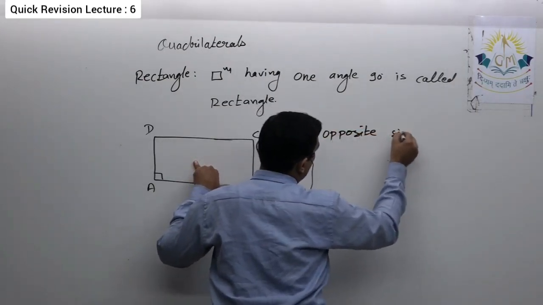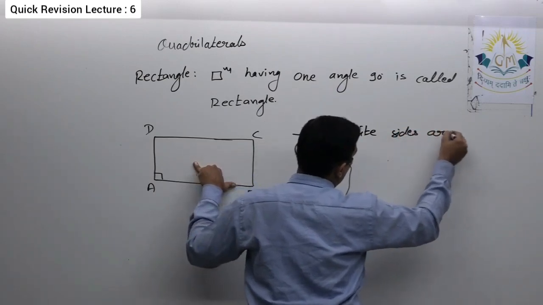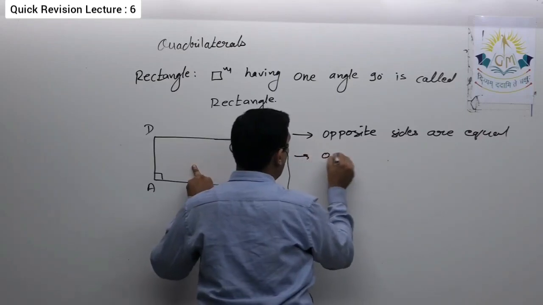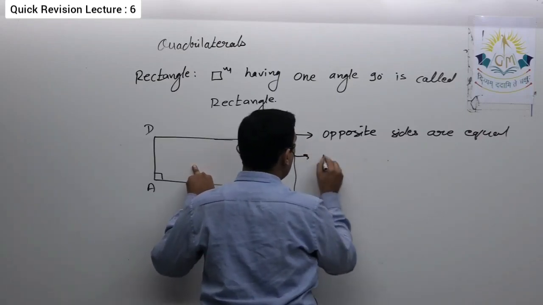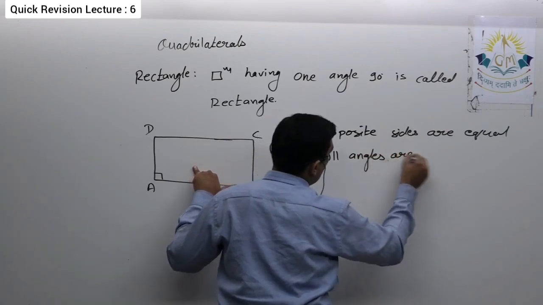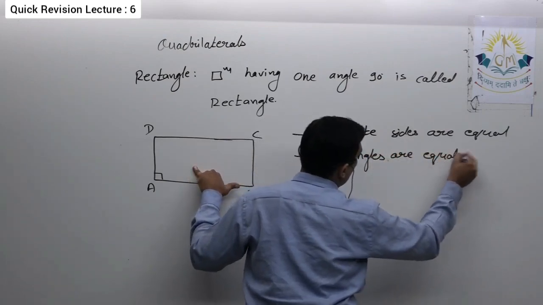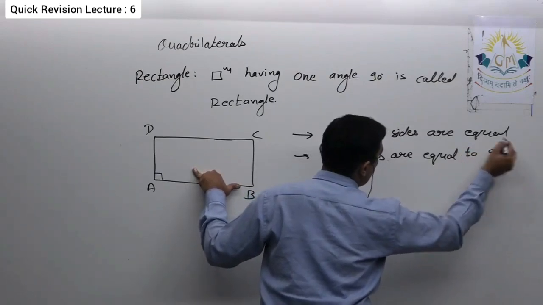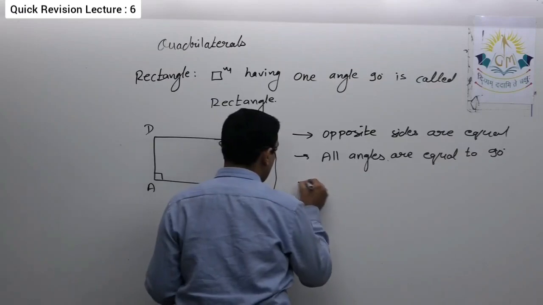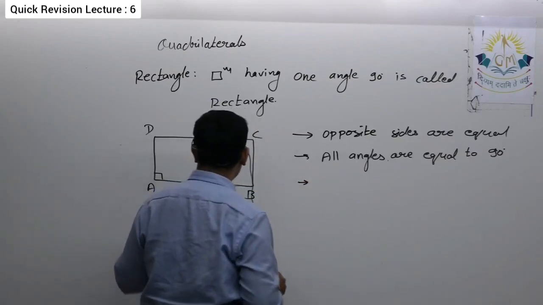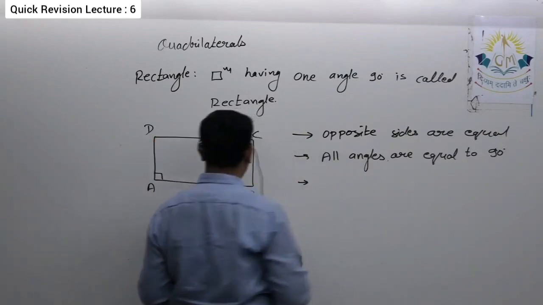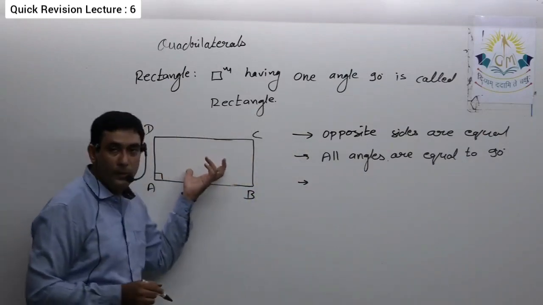Okay, opposite sides are equal. Opposite angles, or better to write, all angles are equal to 90 degree. Third, sides, angles, then diagonals. So definitely it's a type of a parallelogram.